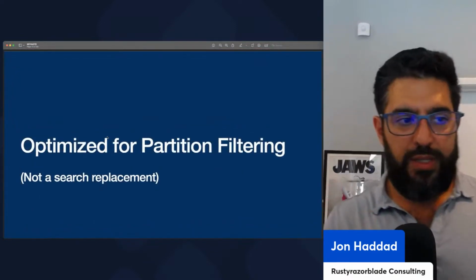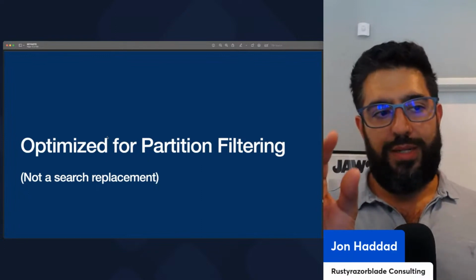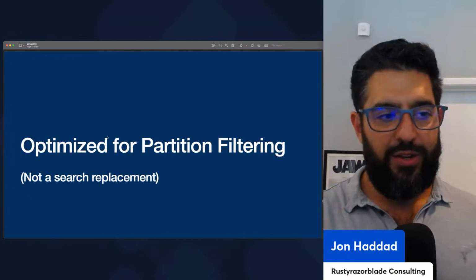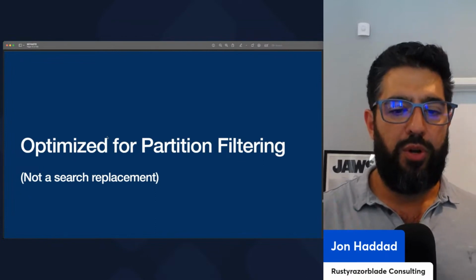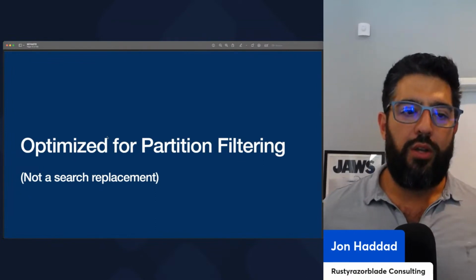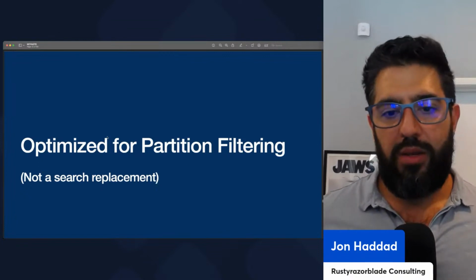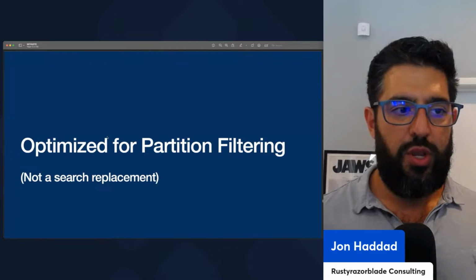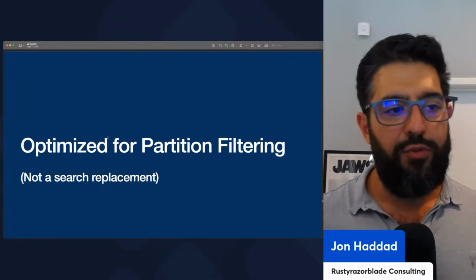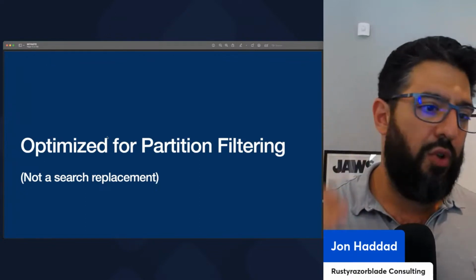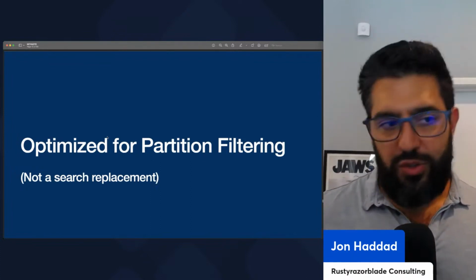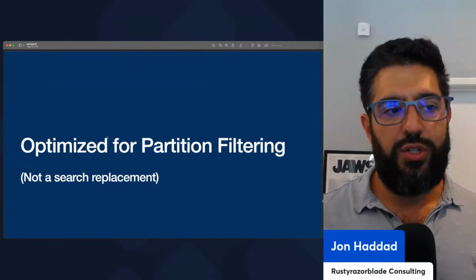Because these are indexes that are attached to the SS table, they're essentially built and highly optimized for partition filtering. So I would not recommend SAI as a replacement for Elasticsearch. If you're saying, hey, great, I can move my search workloads completely over to Cassandra, I would say no, you would not want to do that. That is not the use case.